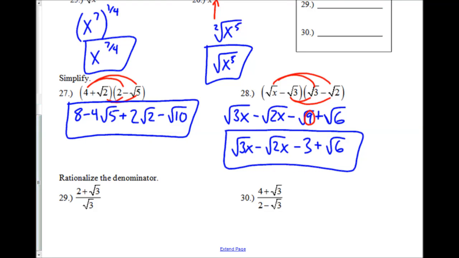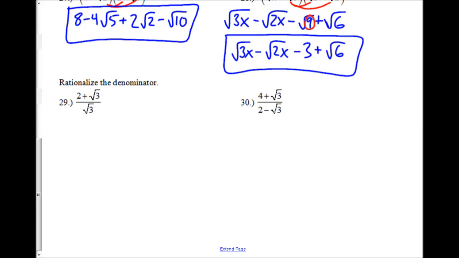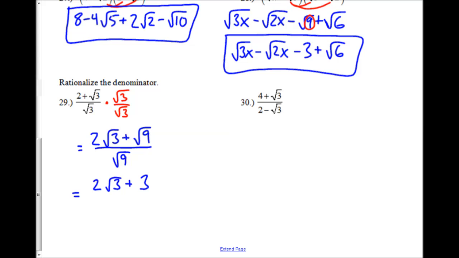For these last two, I'm rationalizing the denominator. Remember, rationalizing the denominator just means eliminating all the radical terms from the denominator. For this one, when I have a single term, I just want to multiply it by itself. In the numerator, when I distribute that guy, it's going to give me a 2 root 3 plus the square root of 9. In the denominator, I get root 3 times root 3, which is the square root of 9. And then again, just simplify everything as far as you can. The square root of 9 is 3, square root of 9 is 3. And I can't reduce that fraction anymore, so that's the simplified version. That's what I want. There's no more square roots. There's no more radicals in the denominator.